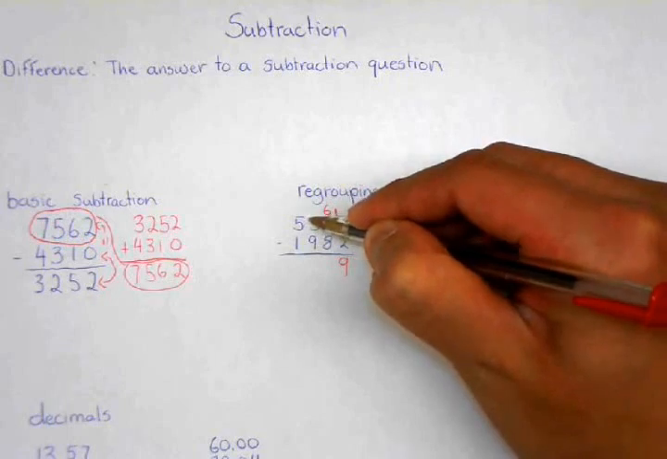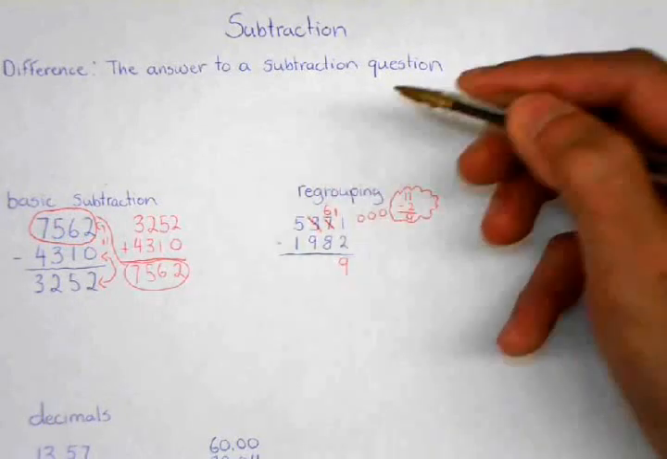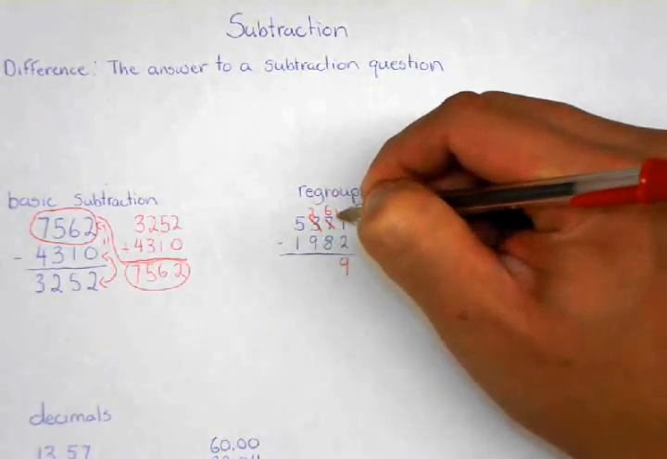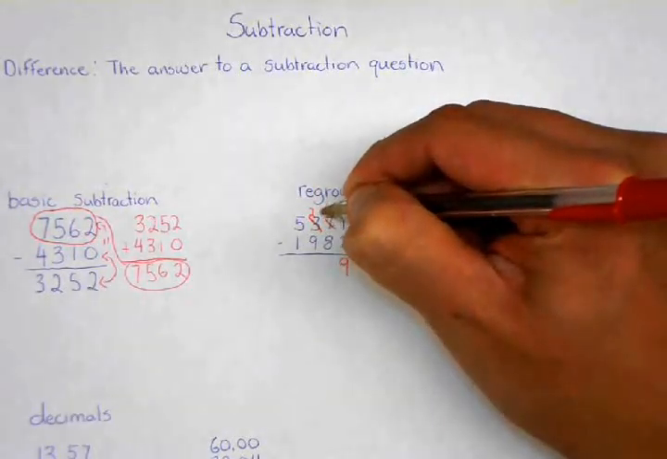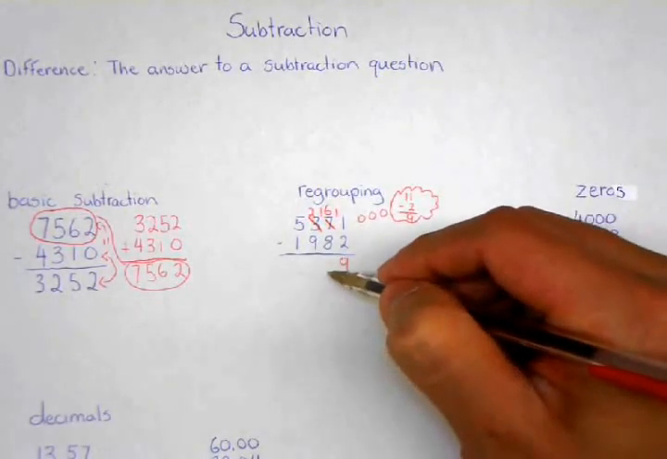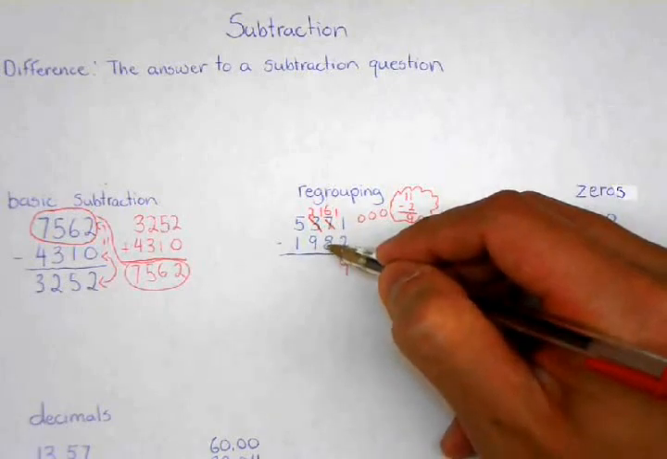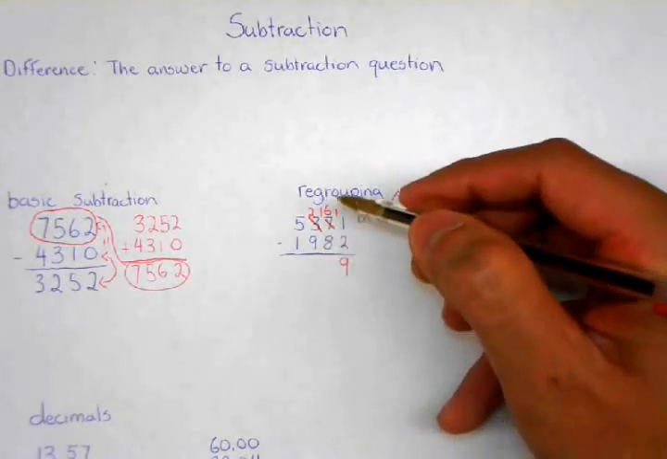So we need to take one of those, cross that out from the hundreds column. We need to take that away. So if we take one of those away, we're left with 2. And if we put it over here, we now have 16. So 6 plus 10 is 16. Now we could do our subtraction once again. 16 minus 8 is 8.